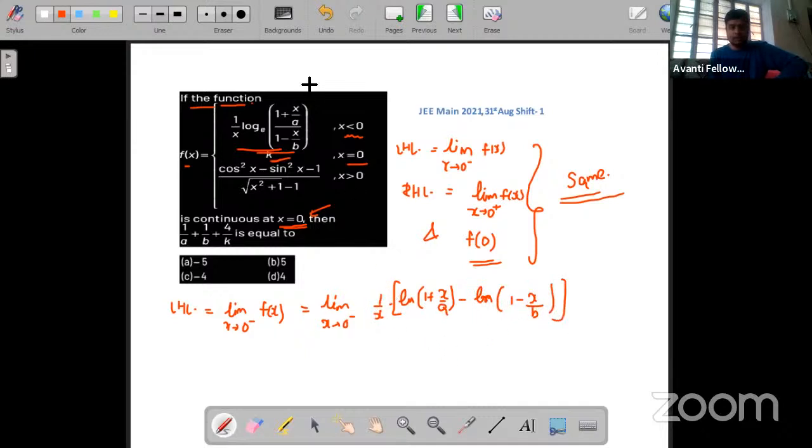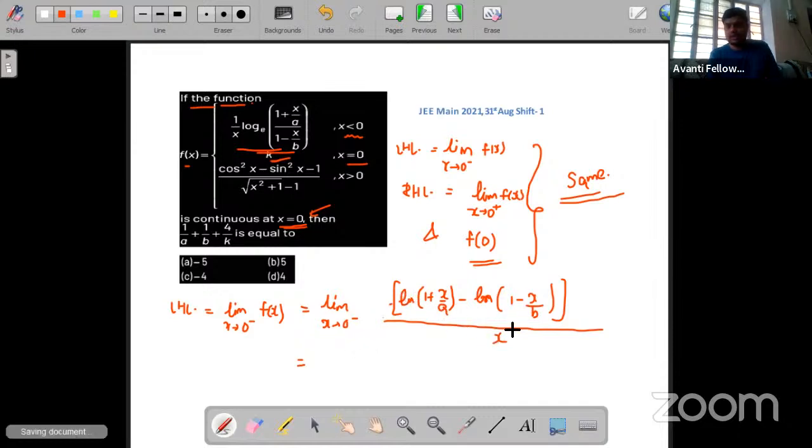And the denominator, we'll write that x in the complete denominator of x. Now at x tending to 0 minus, first we will check what we are getting. If we put x equals 0, ln 1 is 0 minus ln 1 is 0, so 0 by 0, right? So we can use L'Hôpital's rule.